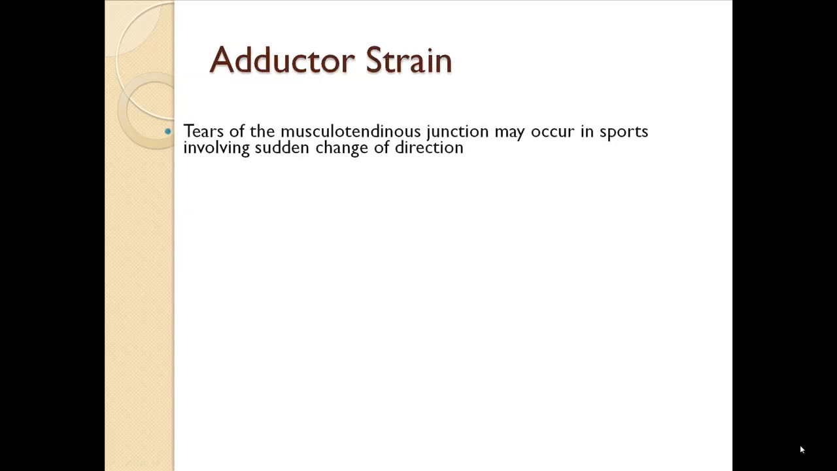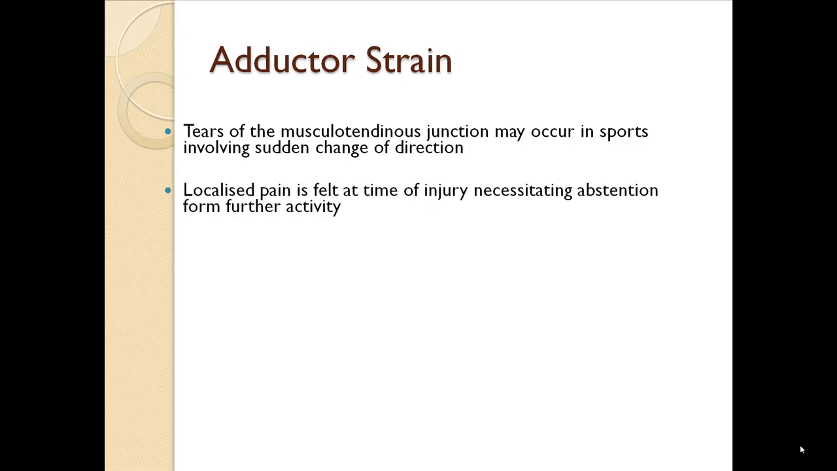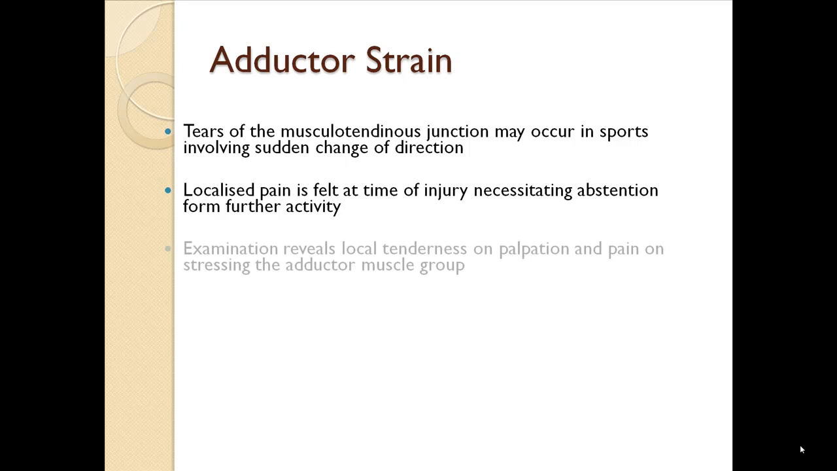So the adductor strain, what do we mean by an adductor strain? This is usually a tear or an inflammation of the junction between the muscle and the tendon itself. And it's most commonly seen in individuals who are involved with sports that involve sudden acceleration or deceleration or sudden changes in direction. So typically footballers, hockey players, rugby players will present with these sorts of injuries. The pain is often fairly localized, and the individual may often describe symptoms at the time of the injury, so much so that it may actually stop them from continuing to play. So they have to abstain from playing anymore.